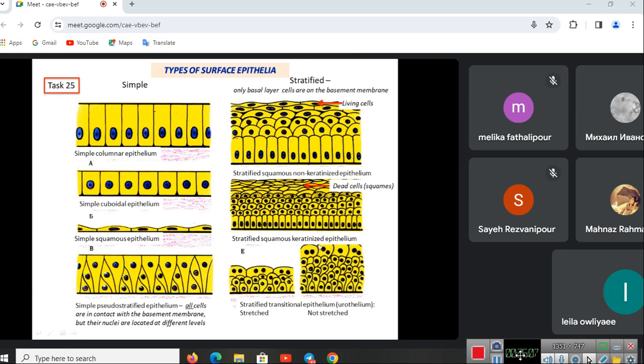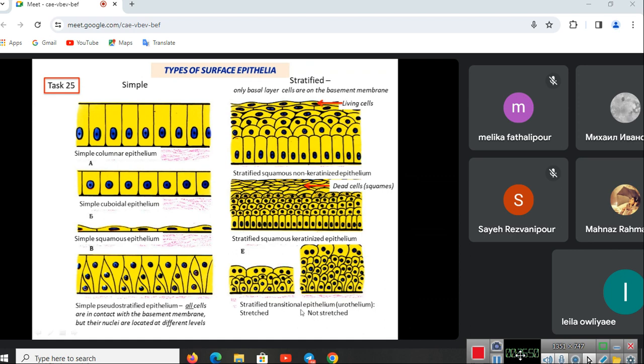Next, stratified squamous keratinized. Unlike non-keratinized, if we look at the surface layer, we have here dead cells or squames. How can we say that these are dead cells and these are living cells? Because of the presence or absence of cell nucleus. Dead cells have no cell nucleus. So we can easily say that this is keratinized epithelium because of the dead cells layer. And finally, transitional epithelium or urothelium. This is a specific epithelium which lines the urinary bladder, for example.